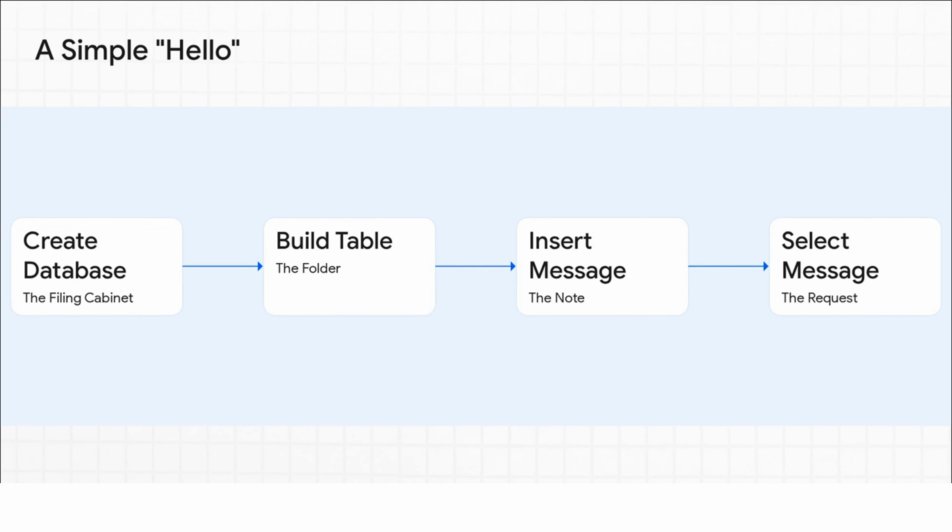So let's imagine we just want a database to say hello. We can't just yell at it. First, we need a place to put our message. So we create the database. That's our big filing cabinet. Then, inside that cabinet, we need an organized spot, so we build a table and call it greetings. That's our folder. Now we can finally insert our message, which is like putting a little note inside that folder.